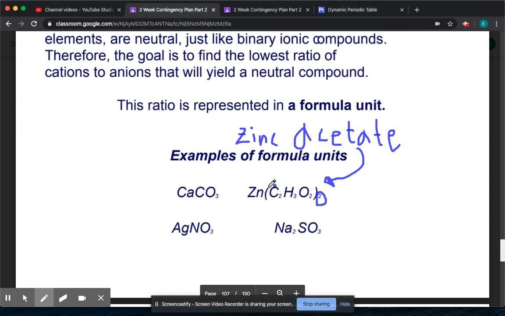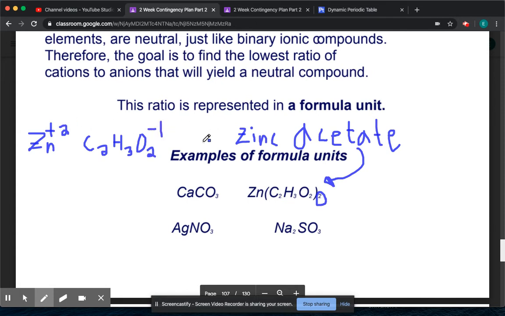So you see that they have the whole acetate in brackets, and they have the 2 on the outside. Why are they doing that? What that means is that you have 2 of that entire polyatomic ion. So let me write it out the way we normally would. Zinc is +2. We know that. Acetate, from the table, C2H3O2, this whole thing is -1.